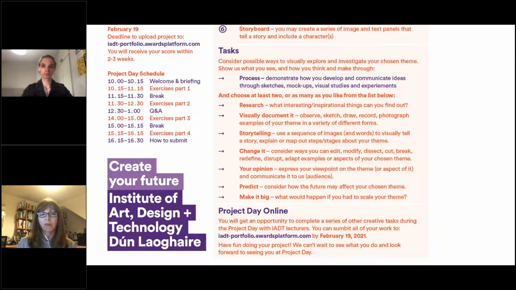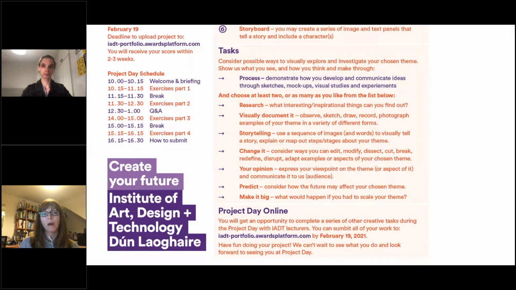Predict. You might think about the future of your chosen theme. What would it look like in 10, 20, 50 years, so that enables you to be speculative and go a bit wild in terms of your thinking. And then when in doubt, maybe you could just scale it up, make it bigger.